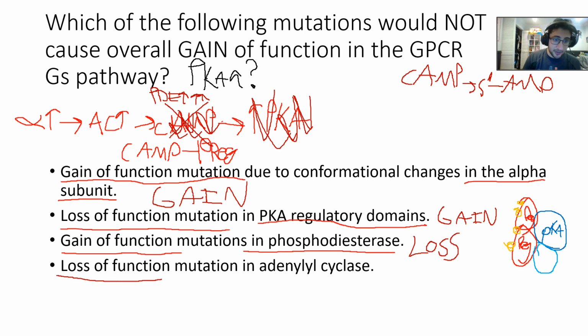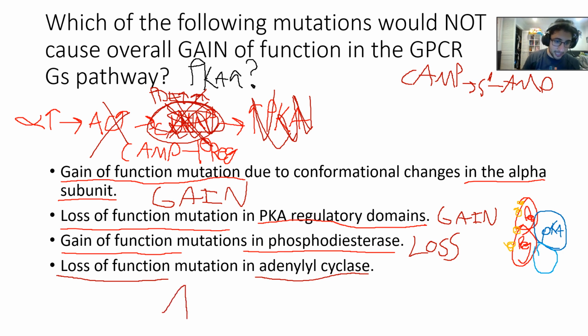So a loss of function mutation in adenylyl cyclase would have a similar effect. If adenylyl cyclase isn't working, you don't get the cyclic AMP. You don't get the cyclic AMP if adenylyl cyclase isn't working. So it's the same thing as if you had gain of function of phosphodiesterase, which is an interesting observation.